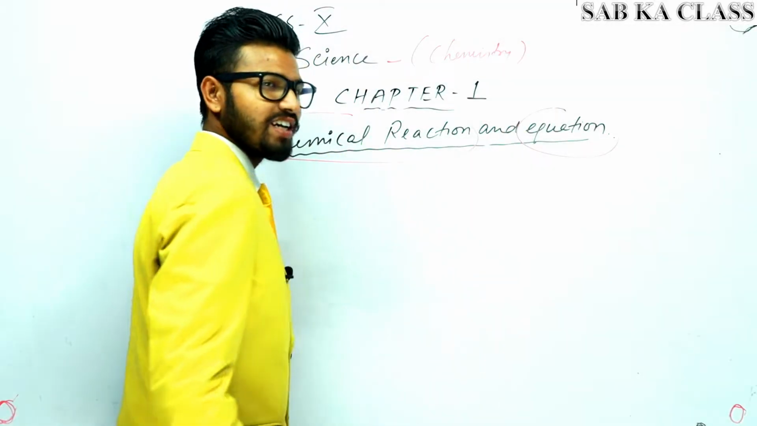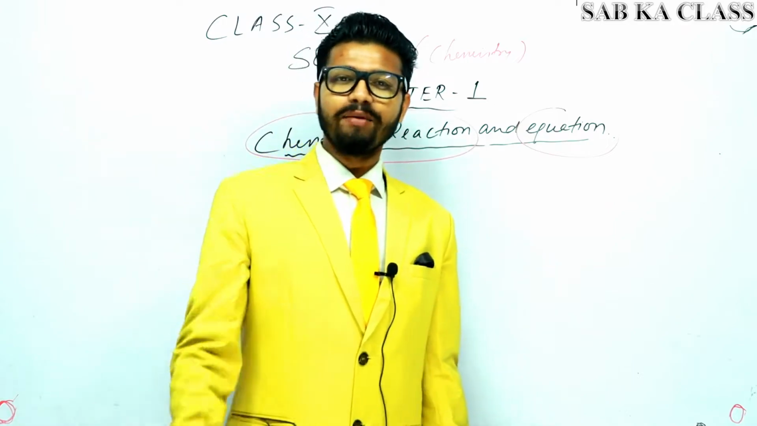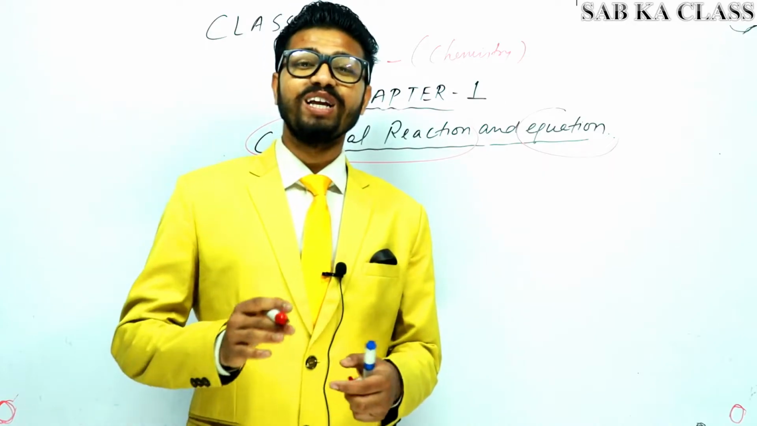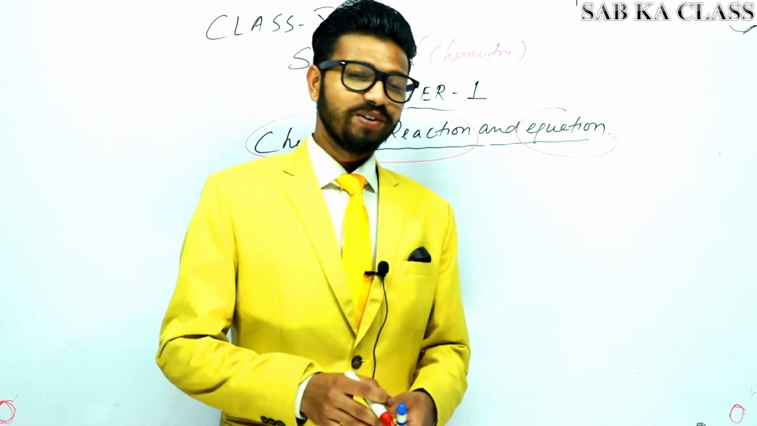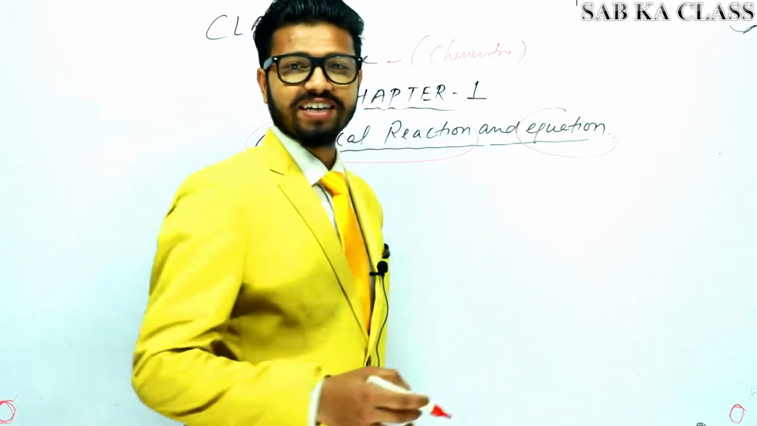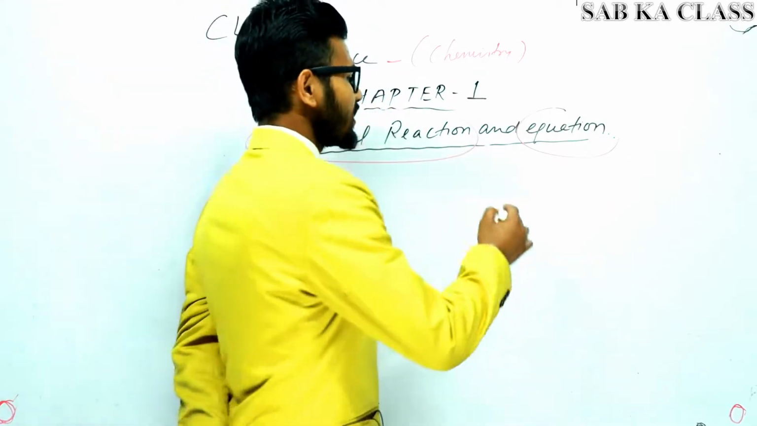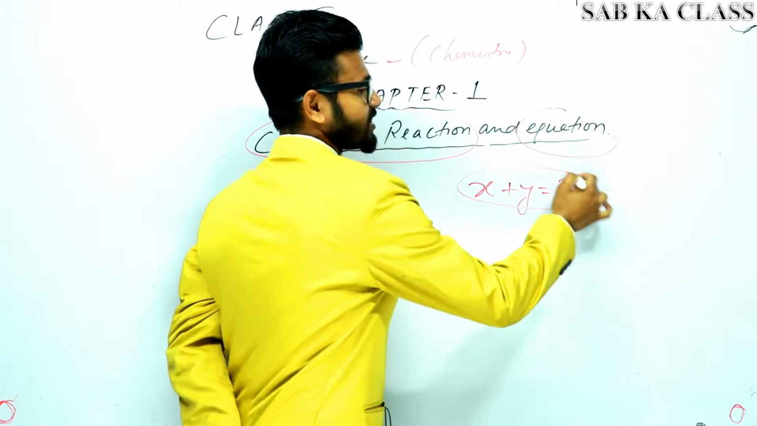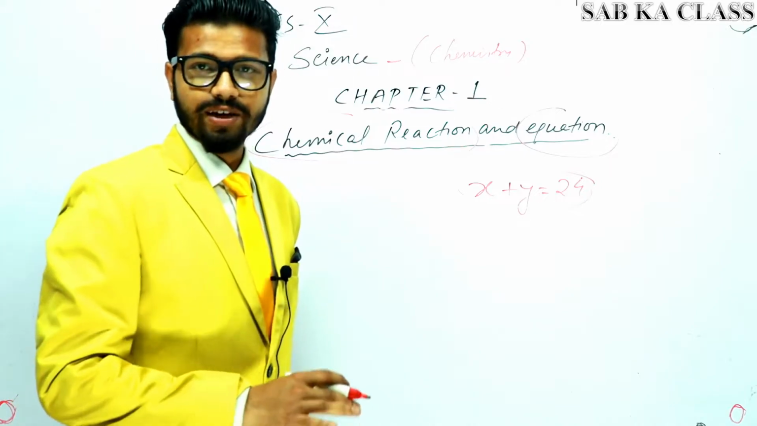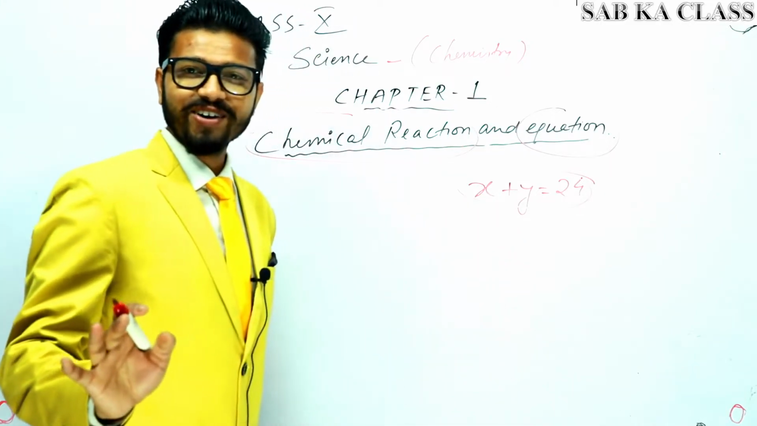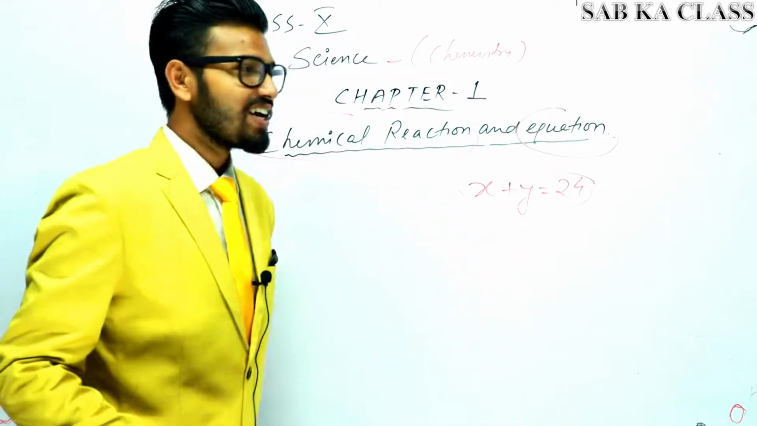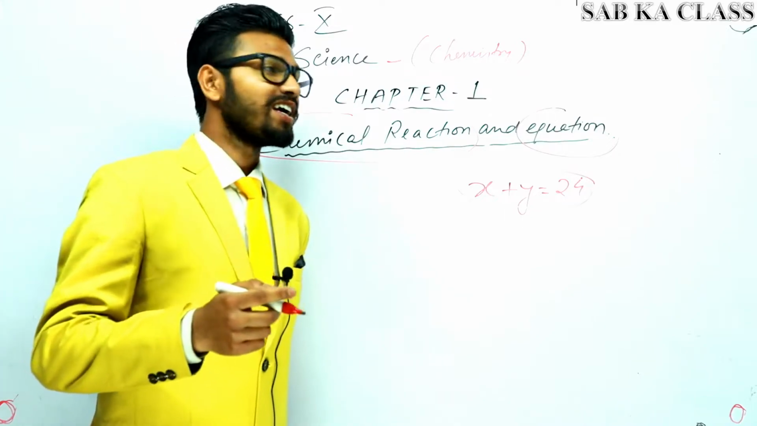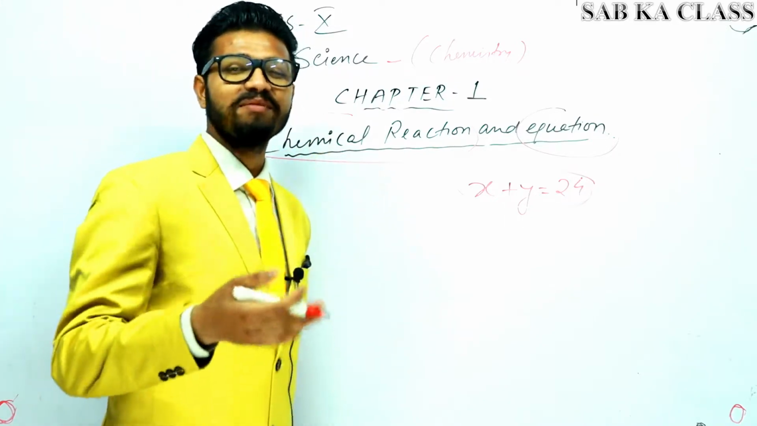What is an equation? You have heard of it many times in mathematics. An equation means the representation of the reaction. In mathematics we have linear equations and polynomial equations, for example, x plus y equals 24. That is a mathematical, algebraic equation. But don't worry, we are not going to deal with algebraic equations in chemical reactions. The equation that involves chemicals is called a chemical equation.